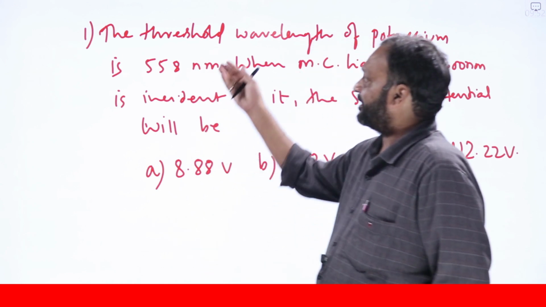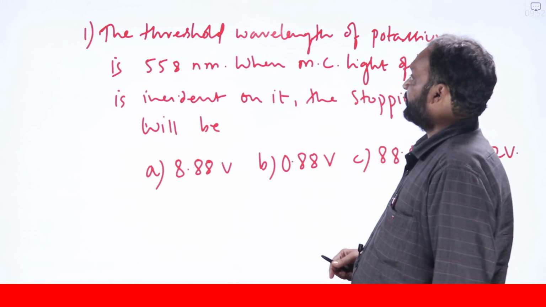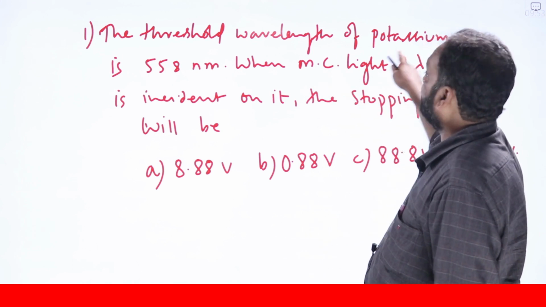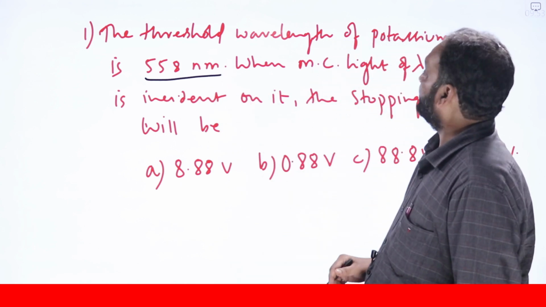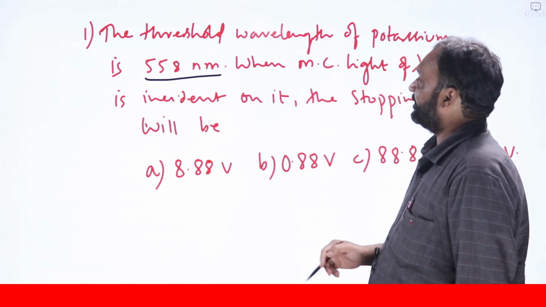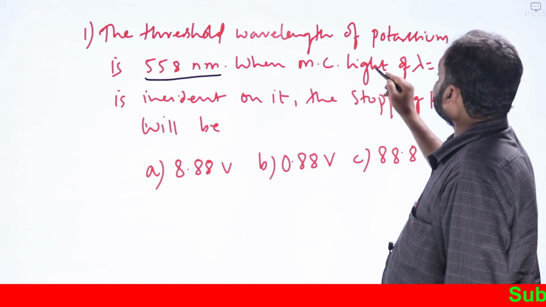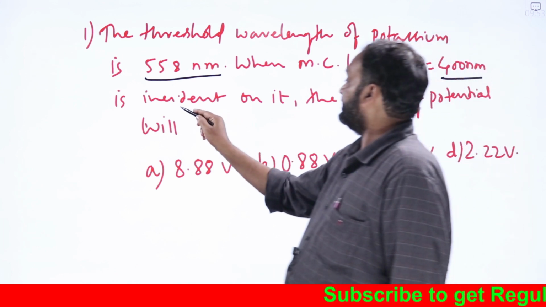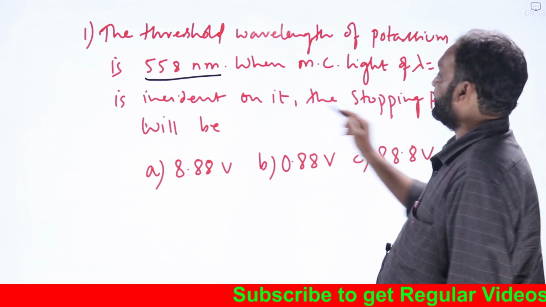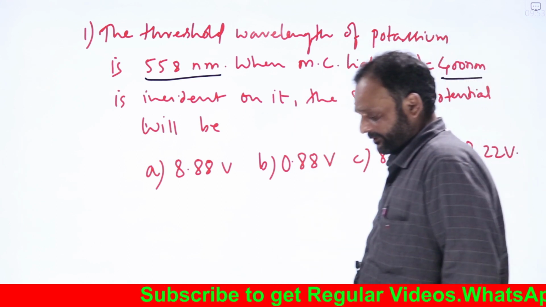Now look at this first problem on the photoelectric effect. The threshold wavelength of potassium is 558 nanometers, that is, lambda naught for potassium is 558 nanometers. When monochromatic light of lambda equal to 400 nanometers is incident on it, the stopping potential will be?